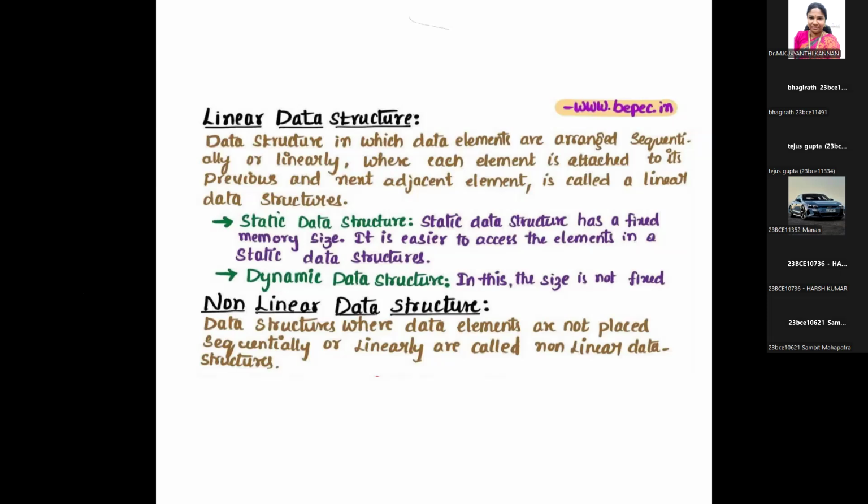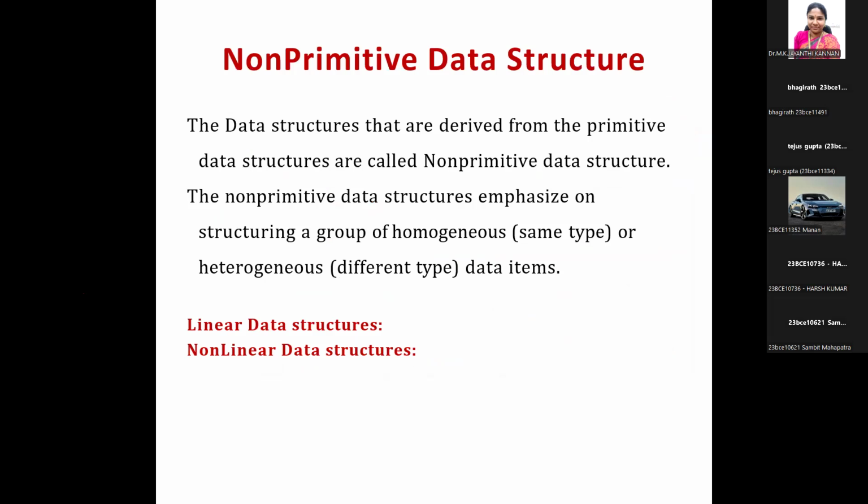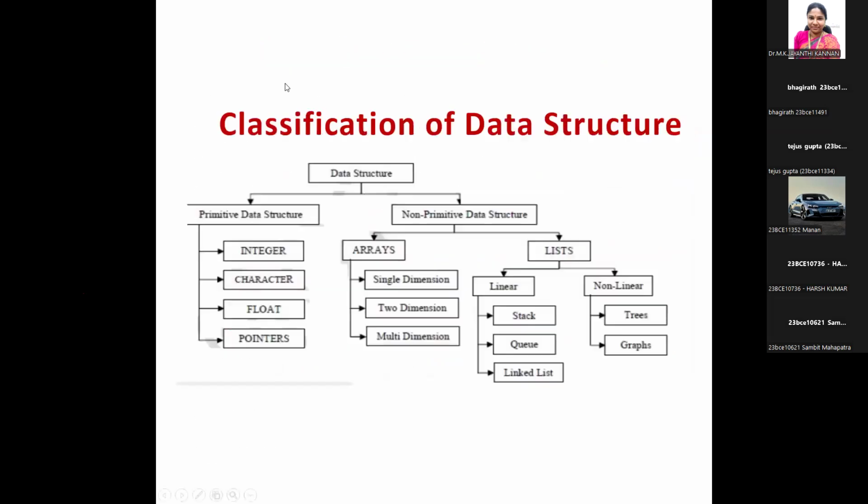Non-linear data structure: where data elements are not placed sequentially or linearly, they are called non-linear data structures. So any doubt in the classification of data structures, linear, non-linear, primitive, non-primitive, what is what? Anyhow, all those concepts, single dimensional, two dimensional, multi-dimensional, we will be studying in the remaining topics.